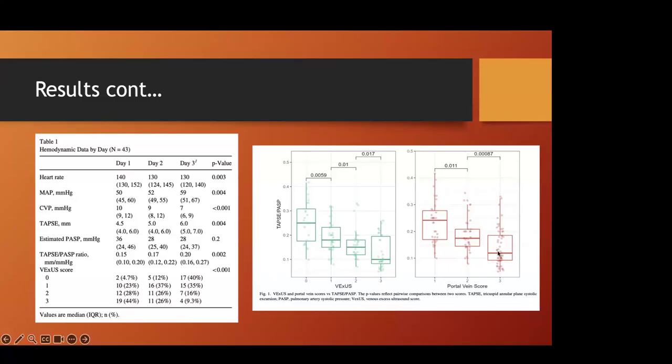And you can see this, the right one, the red one, is the portal vein Doppler scoring. Portal vein score more than 2, if you see, has a lower RVPA coupling ratio, like less than 0.2, whereas the portal vein Doppler score of 3 had an even lower RVPA coupling ratio, very low, close to 0.1. So the median TAPC in our cohort was 0.17, which is very low.